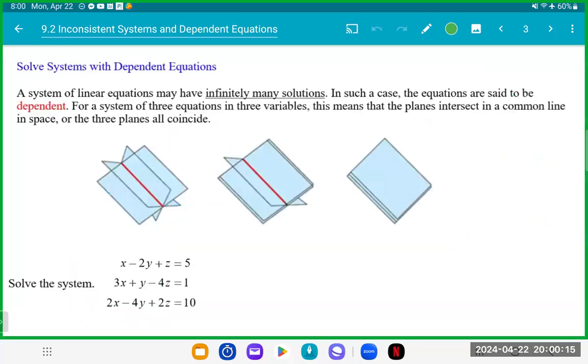Okay. So as I kind of mentioned on the previous slide about the dependent, really that is, there's an infinite number of solutions. It means that every value that we choose is going to be, there will be a solution for all 3 of the equations.